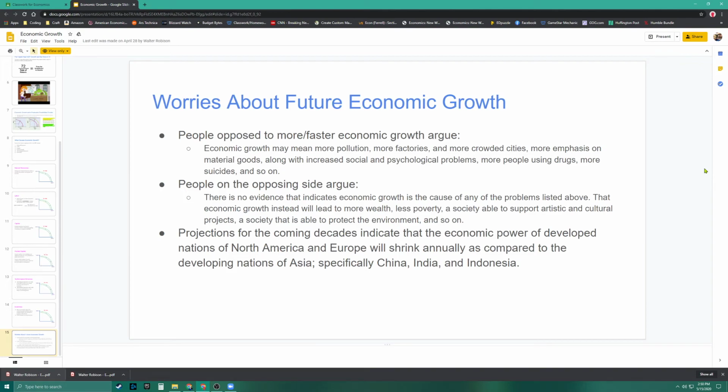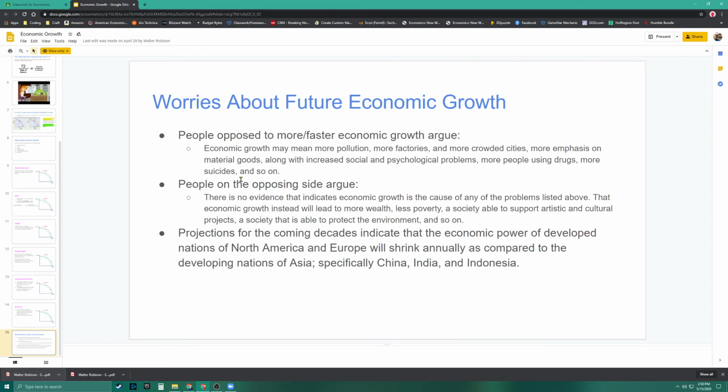However, there are people that are worried about future economic growth. There are people that are opposed to more or faster economic growth, and they argue that creating that growth is going to lead to more pollution, more factories, more people living in crowded cities, and more emphasis being placed on material goods over other things. And then there are social and psychological problems that come along with this. There's more drug use, there's more suicide, for example.